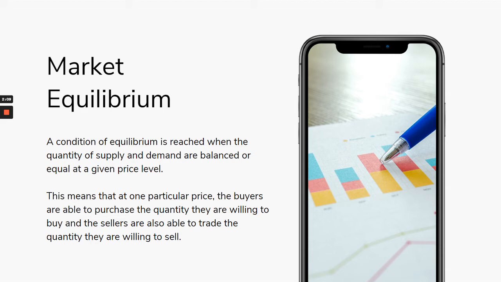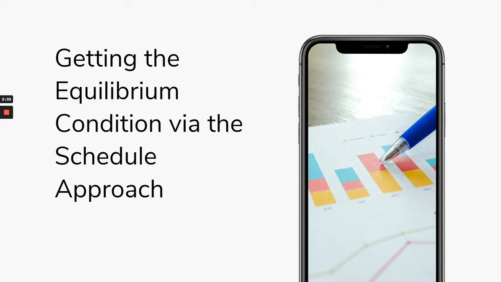So in economics, there are three ways to illustrate the equilibrium condition. So, saan na to pag-illustrate? There are three ways. One is through the schedule approach. Second is the graphical approach. And then the third is through algebraic equations. So let's go ahead and find out how we will be able to represent the market equilibrium using the schedule approach.